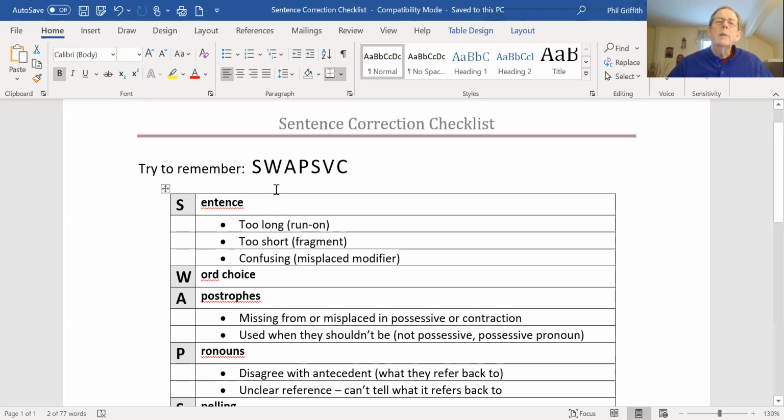So take a few minutes to memorize this, and then when you're taking the test, if you can remember those letters, they'll give you a mental checklist of things to look for in the event that you can't find one or more of the errors.